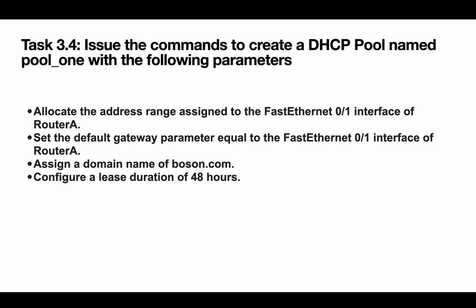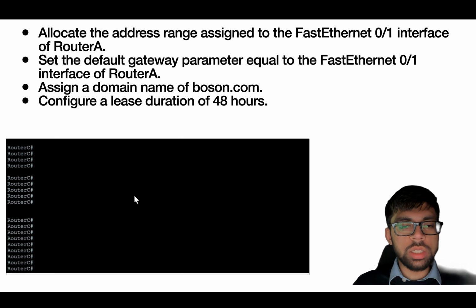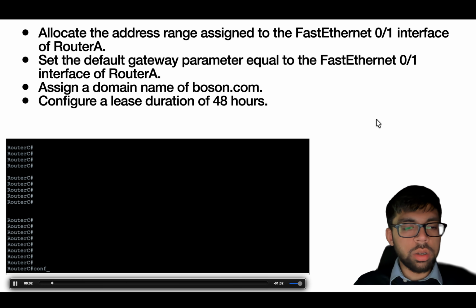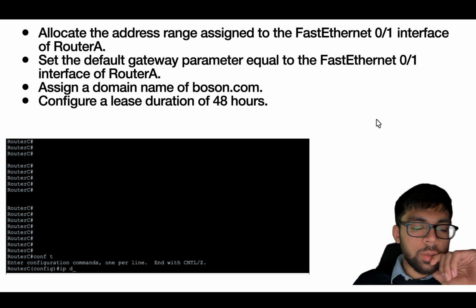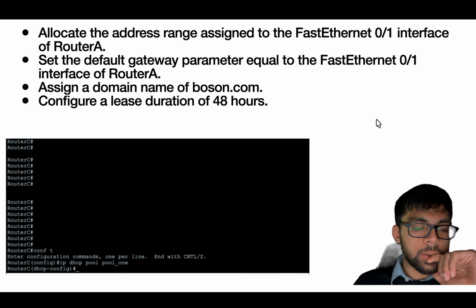Now, task 4 is issue the commands to create a DHCP pool named pool1 with the following parameters. We need to allocate the address range assigned to the Fast Ethernet 0/1 interface of router A. You set the default gateway parameter equal to the Fast Ethernet 0/1 interface of router A. Then assign a domain name of boson.com and configure lease duration of 48 hours. That sounds intimidating, but it really isn't. We go into global configuration mode, and then we enter ip dhcp pool pool1, and that will create that pool.